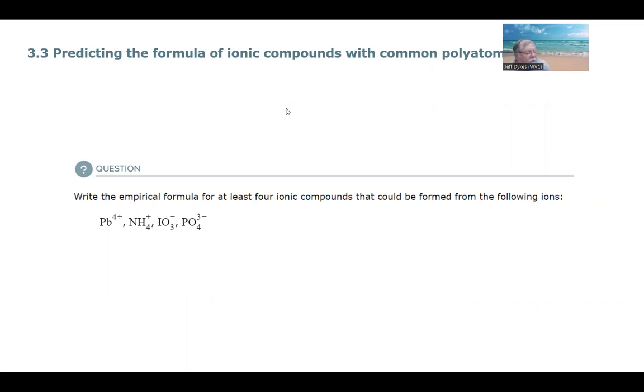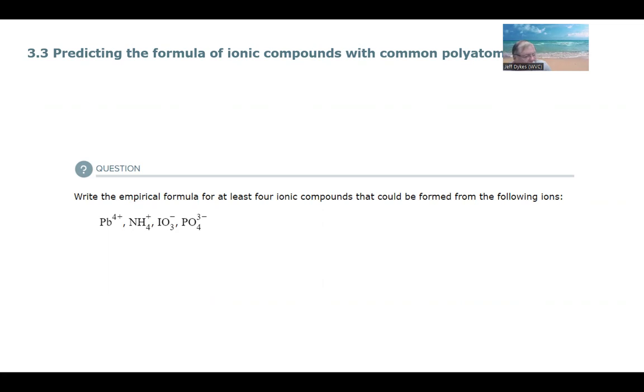I'm going to talk about problem 3.3. You're supposed to predict the formula of ionic compounds from common polyatomic ions. So these are actually easier to do than some of the other ions because the charges are already given.